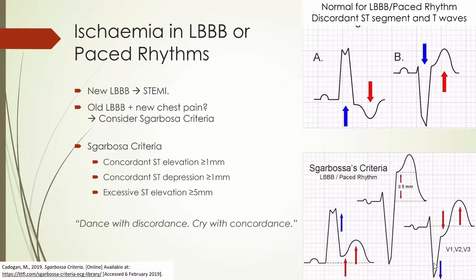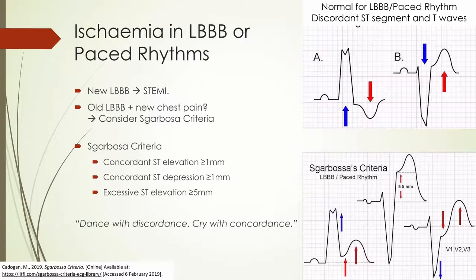Here's another example. We've got a predominantly negative QRS complex and ST segment depression. Okay, so this is a concordant change, not expected to happen with a left bundle branch block. So when you see it, you suspect there is ischemia.